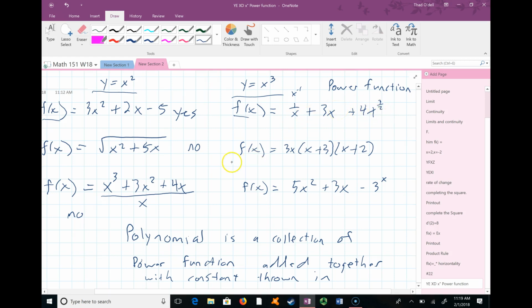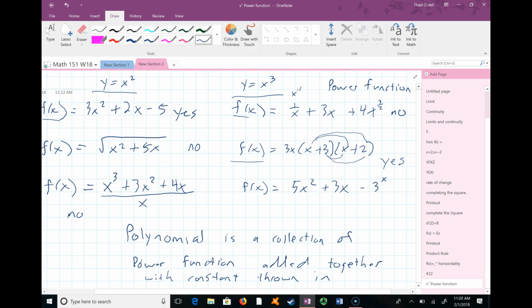How about this next one? This one doesn't look like what we think of as a polynomial, with something plus something plus something. But this is a polynomial. It just happens to be in factored form. If you were to multiply this out, you'd go x times x, x times 2, 3 times x, 3 times 2, and then multiply all those terms by 3x. You would end up with something that looks more like this first one. So this is a polynomial.